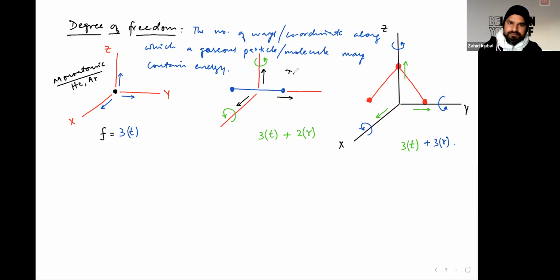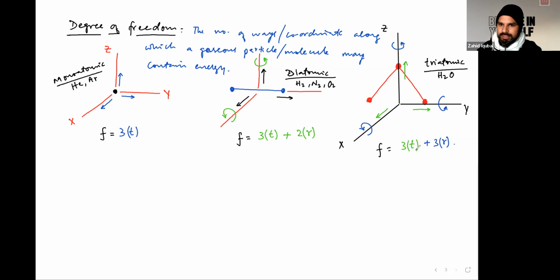For diatomic, such as H2 molecule, N2 molecule, O2, and so on, the total number of ways of containing energy will be 3 due to its translational part and 2 due to its rotational part. So in general, it will have 5 different ways of containing energy. For triatomic or bent shape like H2O, it will have 3 translational parts and 3 rotational parts. So in total, it will have 6 different ways of containing energy. Is it clear? Yes, sir.